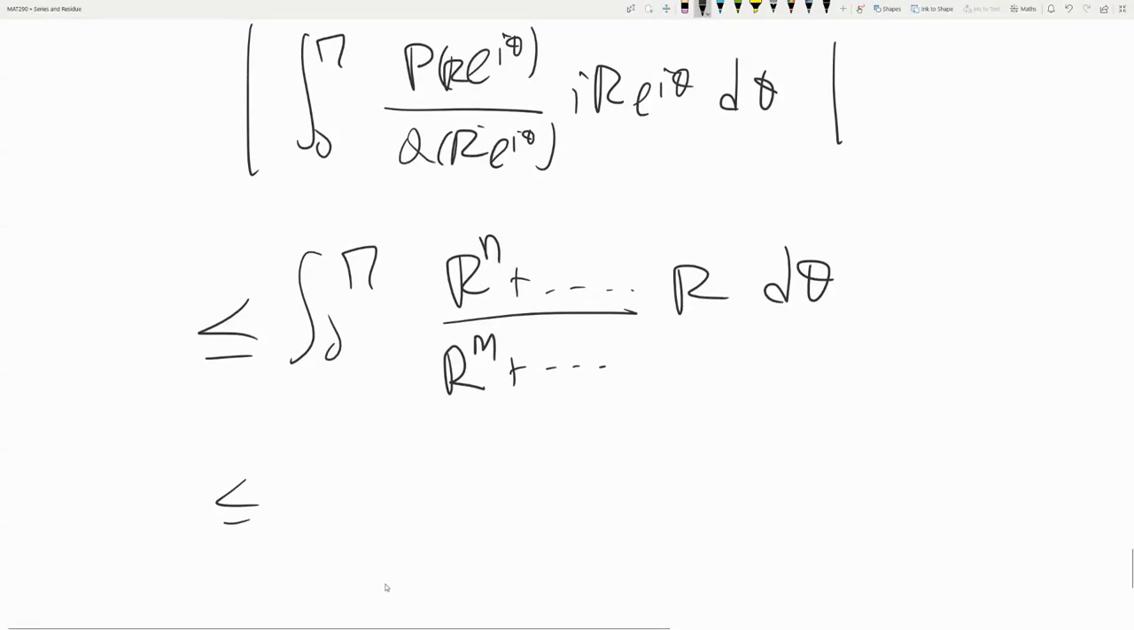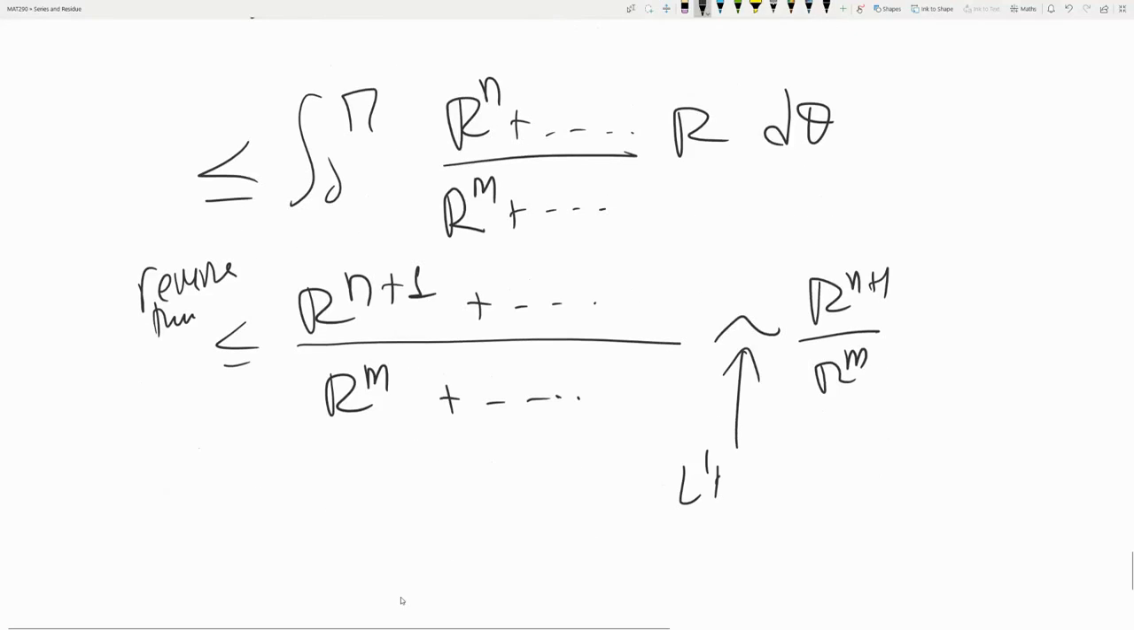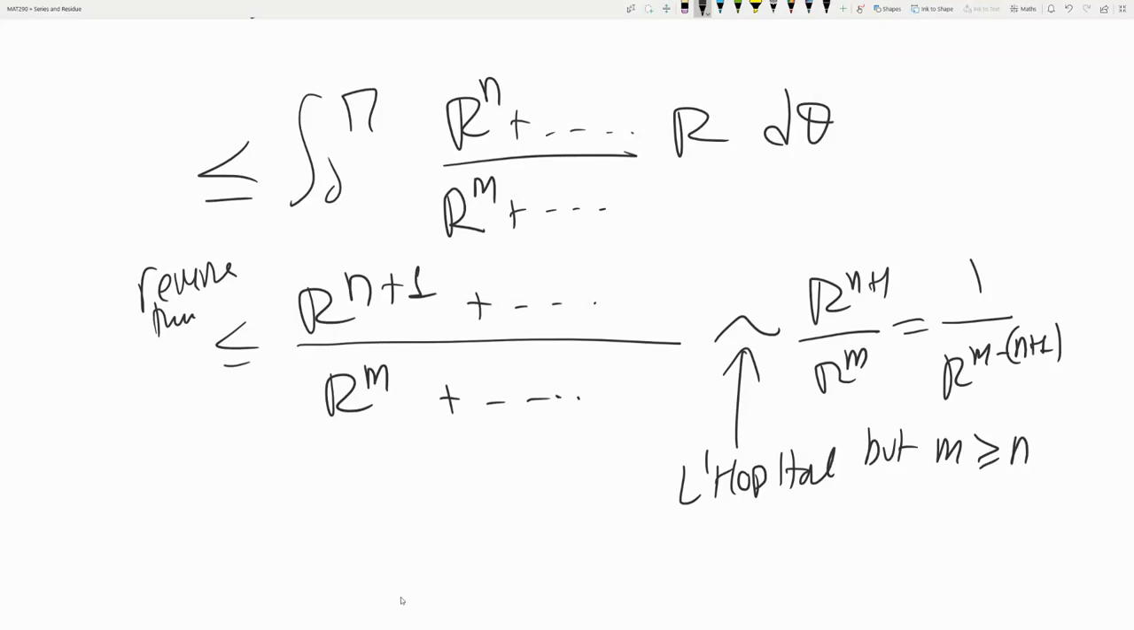So then again, I won't go into the details, but if you do reverse triangle inequality, you get your R^n plus lower order terms, and then R^m lower order terms. But in the limit, all it matters is the highest order. So let me say that here. By L'Hopital, you can just look at the highest order. So you have R to the n minus m plus 1, but m is bigger or equal than n plus 2. So this is less than 1 over r, which goes to 0. Okay, all right.